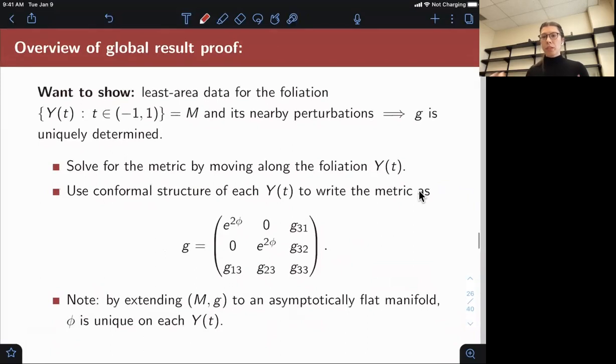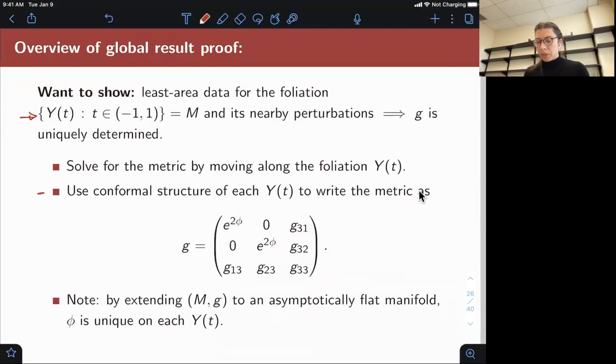All right. First, let me give you a bird's eye overview of the proof. What do we want to show? We want to show that the least area data for this foliation of surfaces of the manifold, which I'm calling again Y_t, and its nearby perturbations, all of this knowledge of these areas allows me to uniquely determine the Riemannian metric. What we're going to do in the following argument is solve for the metric on, say, one of these surfaces, and then move along the foliation from surface to surface to surface.